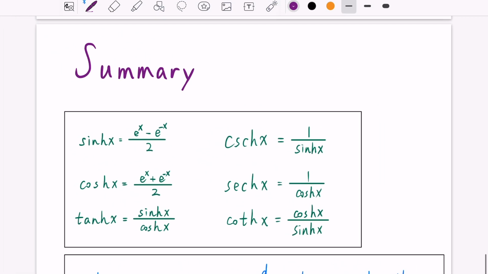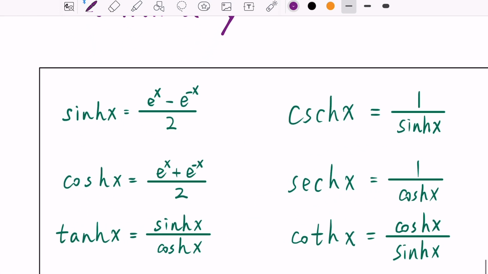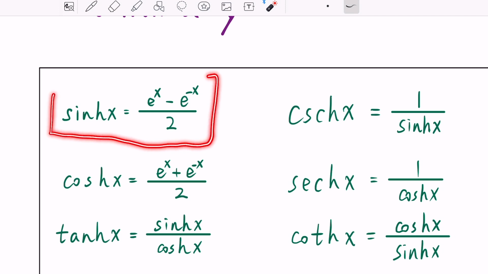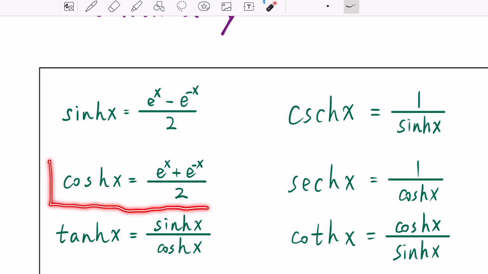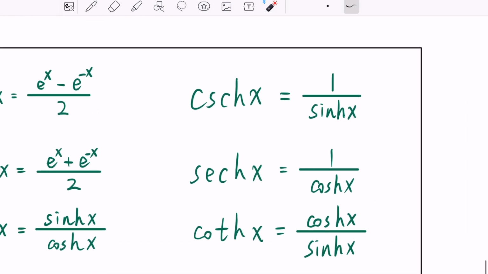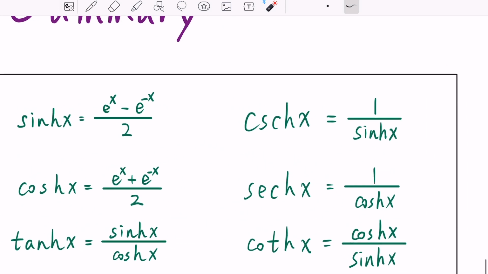Okay, and next I've made a summary of the lesson. First, we have the definition of hyperbolic functions, for hyperbolic sine and hyperbolic cosine, and we can combine these to find the rest.